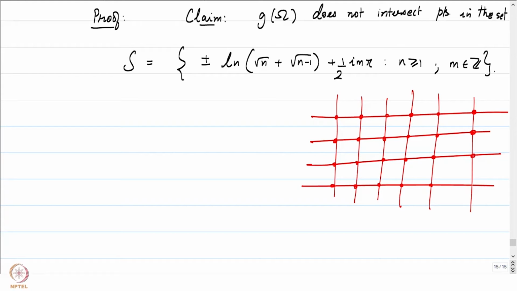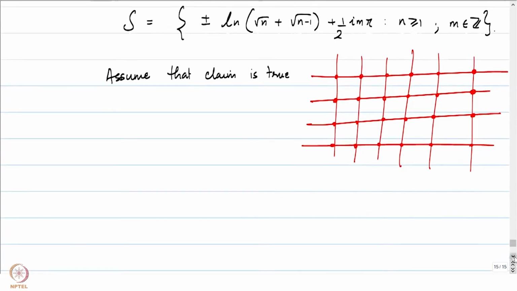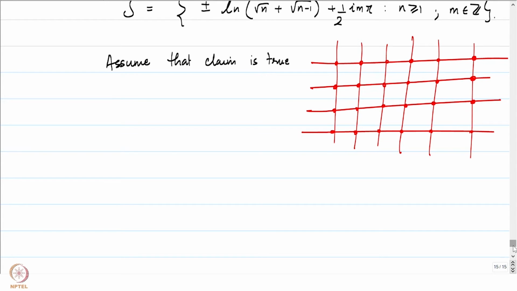Now let's assume for a moment that the claim is true, and let's see why this is going to give us the proposition. Assume that the claim is true. The first observation is that if you pick the diagonal of any such rectangle here, we can bound it above. Why is that the case?